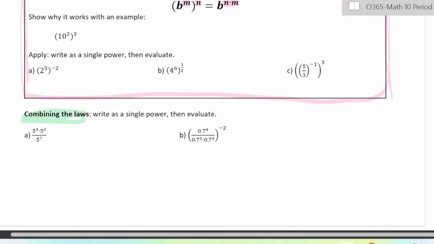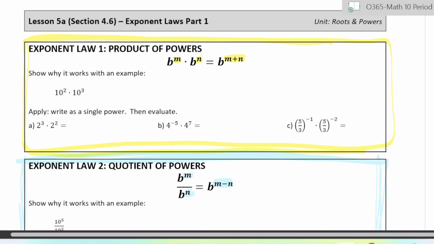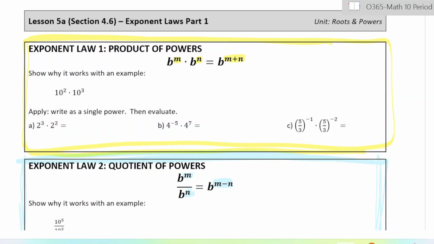So let's talk about law number 1 first. This first law is called the product of powers. We're multiplying two powers that both have the same base. Let's look at an example: 10 to the power of 2 times 10 to the power of 3. Let's look at why we would want to add the exponents. 10 to the power of 2 is 2 tens multiplied together, right? And 10 to the power of 3 is 3 tens multiplied together.